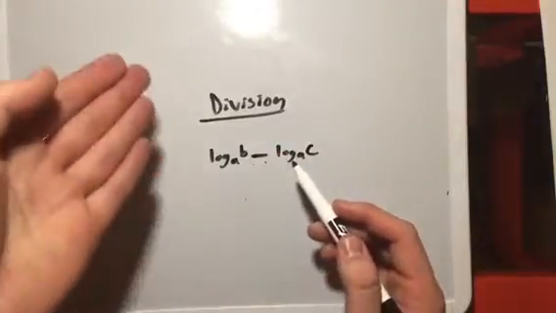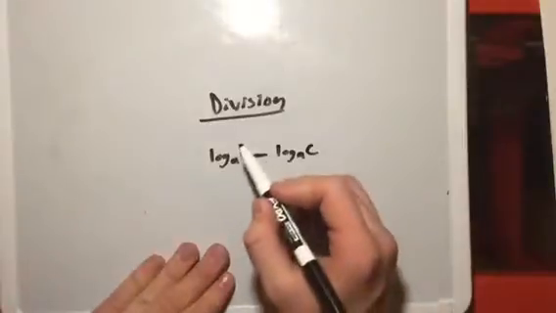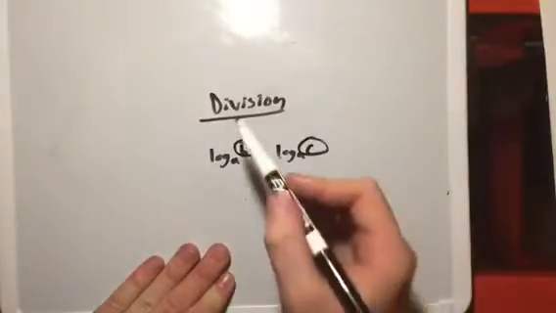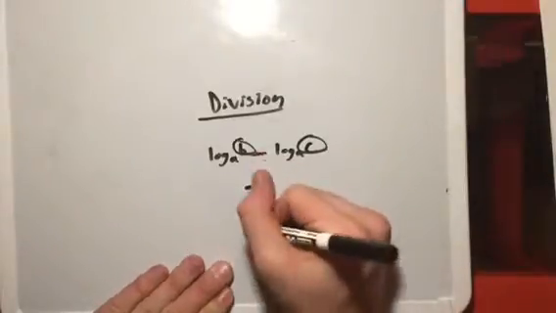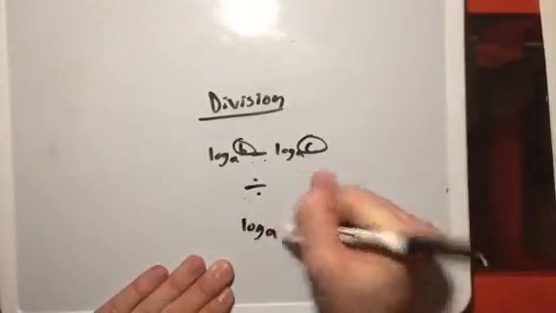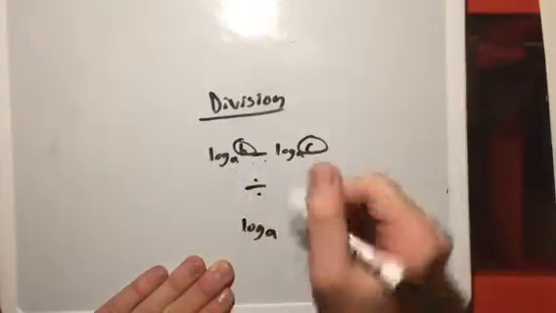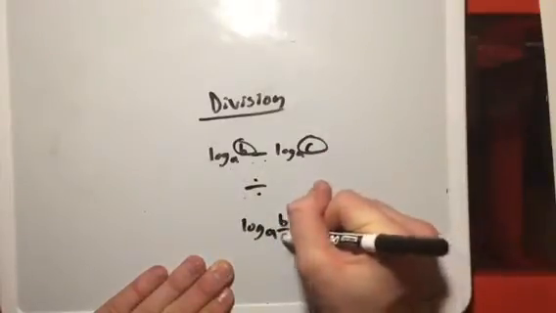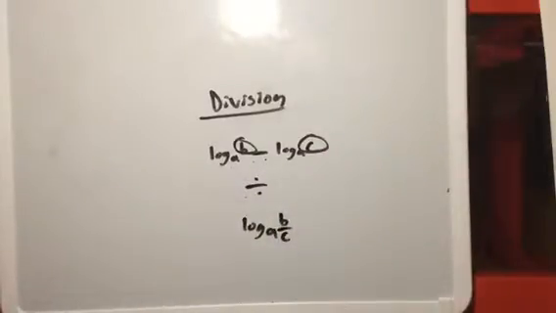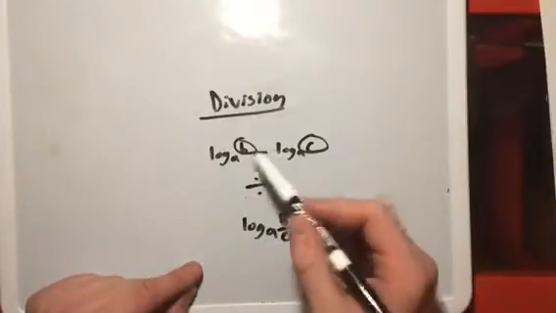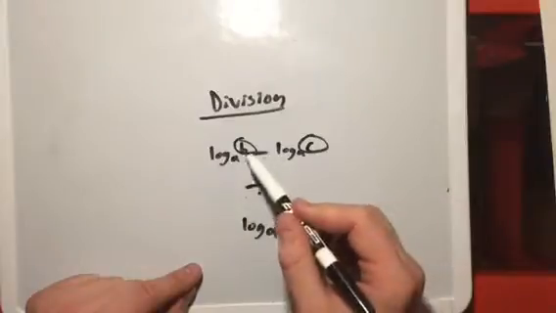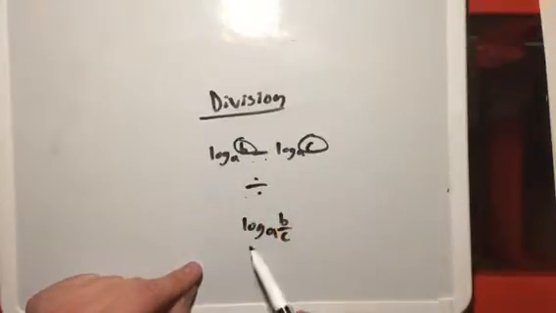Now instead of adding like the product property, we're subtracting. So when we added, we multiplied these two variables right here. Well, in the division, we divide them. So this would look like log base A, remember we keep the same base, of B divided by C. So when we subtract two logarithms, we divide the two variables: log base A of B divided by C.